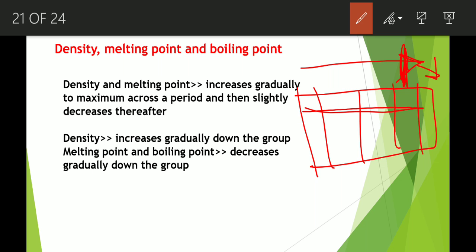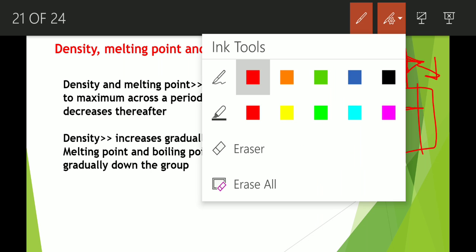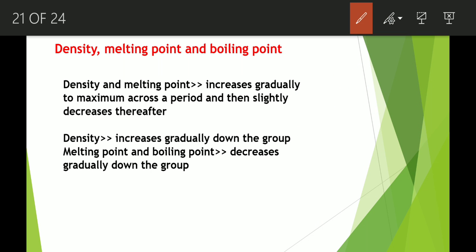And in the case of down the group, density increases gradually down the group, but melting point and boiling point decrease gradually down the group. This is the trend. You have to remember the trends because questions often come from this trends portion only.